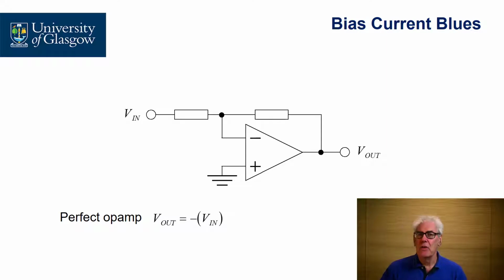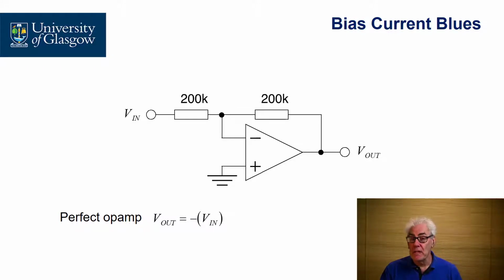Let's look at some of the issues with bias current. And let's start with a perfect op-amp in an inverting configuration. If both resistors are identical, then the output voltage is precisely the inverse of the input voltage. If we take a low value resistor such as 2 k ohms, that equation still holds true. However, if we increase it to 20 k ohms, you may start seeing a small error in the output voltage compared with the input voltage. It may not be precisely the inverse of the input voltage.